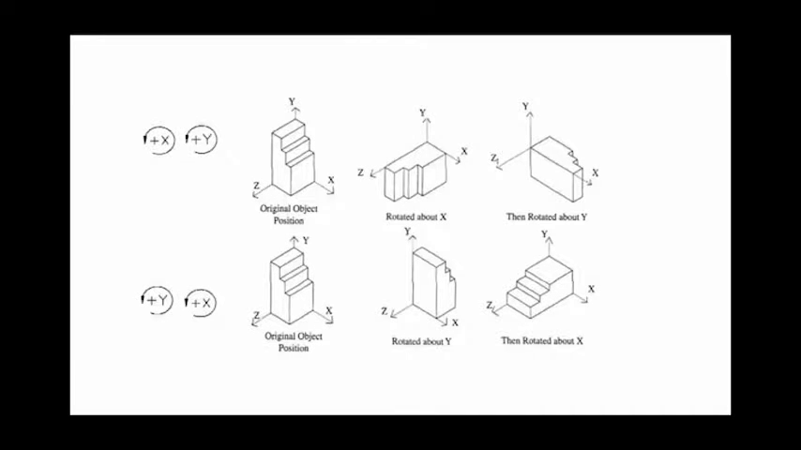Now let's look into what rotations about multiple axes are all about. Pretty self-explanatory. Instead of just a single axis that you're rotating around, you're now rotating around multiple axes. And this is beyond just rotating around a single axis multiple times.